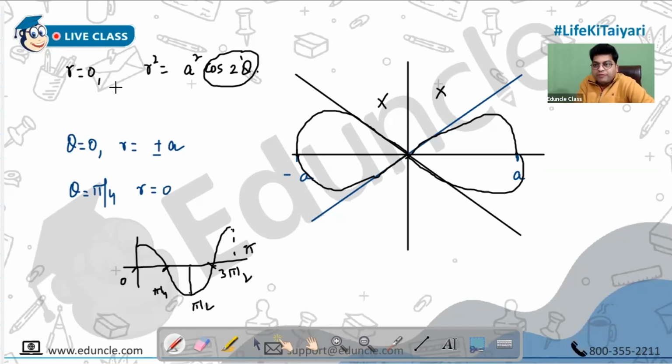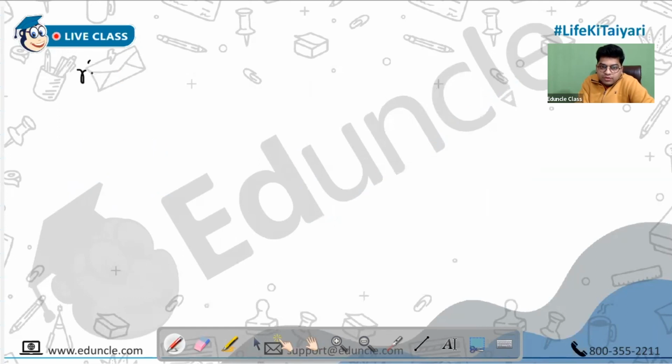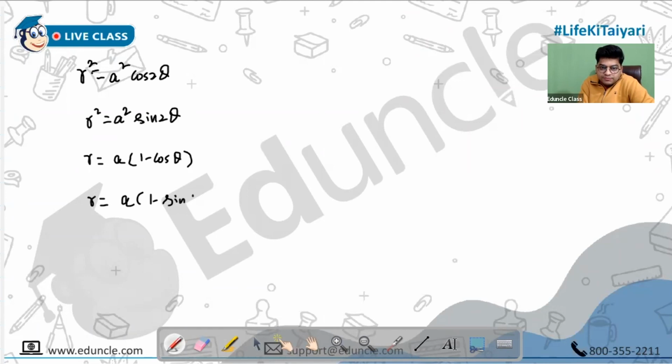So students, we have to remember some curves, and you can remember r square is equal to a square cos 2 theta, r square is equal to a square sin 2 theta. So we can remember these curves. R is equal to a into 1 minus cos theta. R is equal to a into 1 minus sin theta. These are okay.